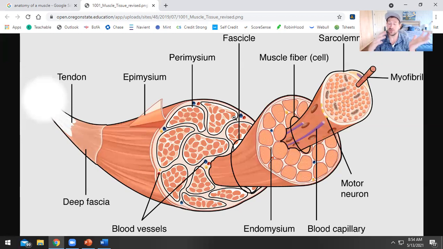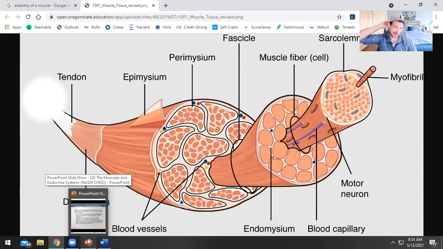So your muscle is made up of fascicles. Fascicles are made up of muscle cells. Muscle cells are made up of all the normal cell materials plus a whole bunch of myofibrils, right? So bundles of bundles of bundles. You wouldn't think that it would be so many layers here, but it actually is.